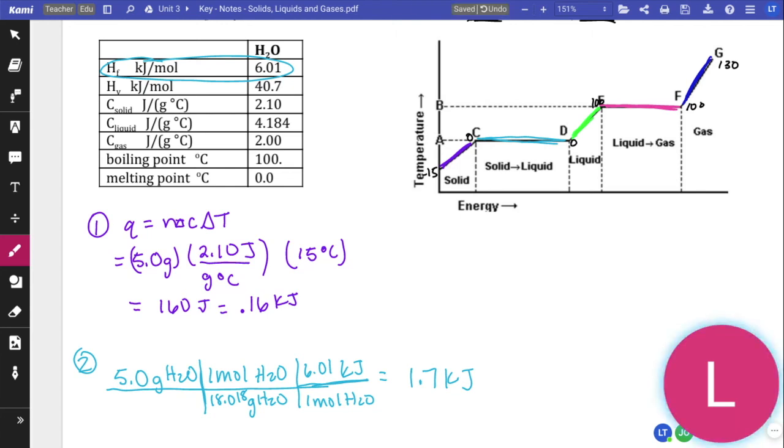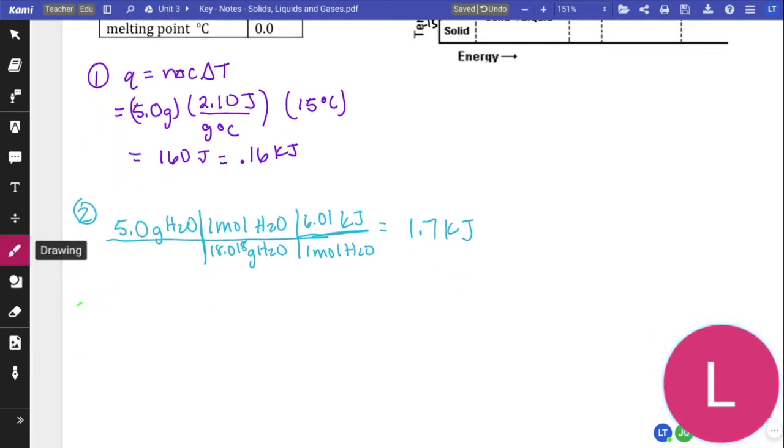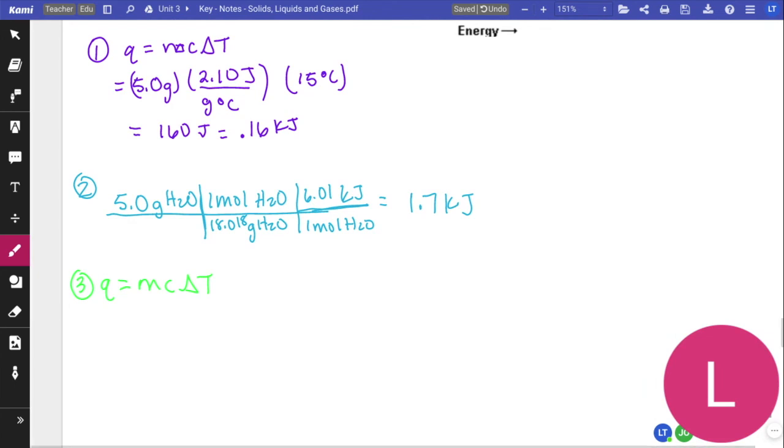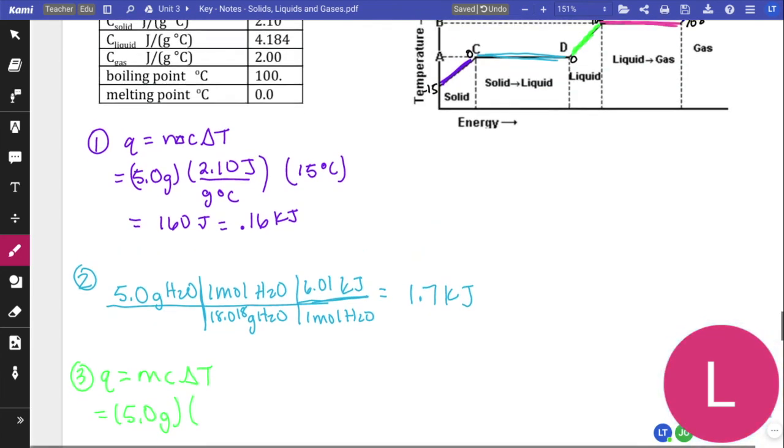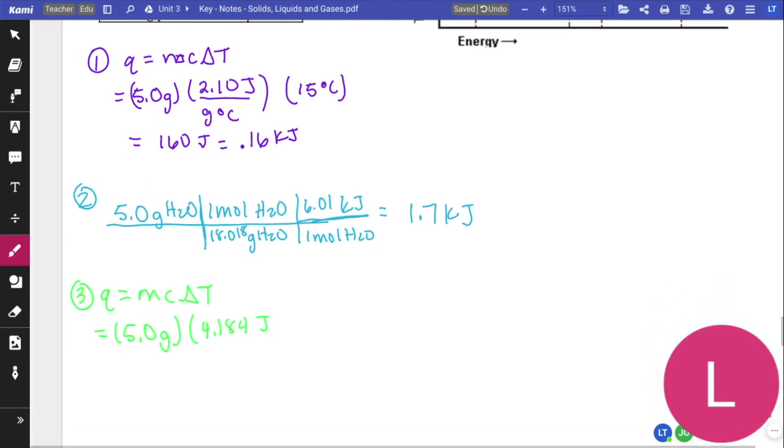Okay, so now we're moving on to our third segment on our graph, which is where we are a liquid. So once again, I am going to be using my equation, Q equals mc delta T. So our mass is 5.0 grams times our specific heat for liquid water, which is 4.184 joules per gram degree Celsius, times our delta T.